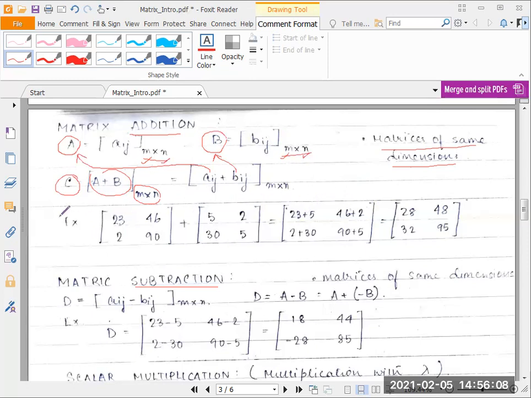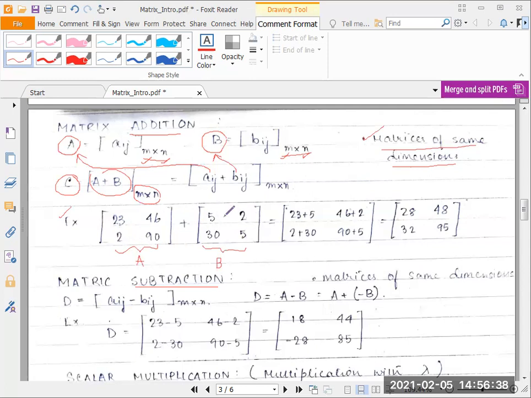So let's look at an example. Let's suppose this matrix is our A matrix, and let's say this matrix is our B matrix. We want to find out the addition of these two matrices. Now let's first check the first condition, whether these two matrices are of the same dimension or not. So here we can see that the matrix has two rows and it also has two columns. That is, the dimension of this matrix is 2 cross 2.